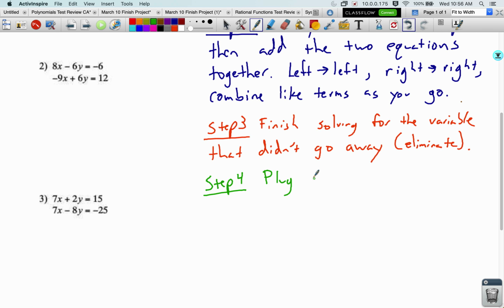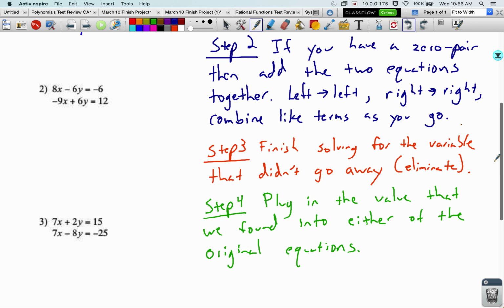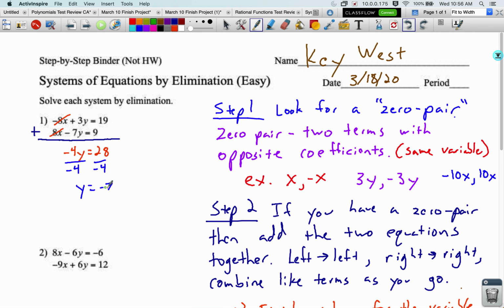Step 4, we want to plug in the value that we found into either, so it actually doesn't matter here, of the original equations. So I found that y is equal to -7, so I can plug that into either. I want to pick maybe the easier one to do. I see this has got a -7. That might be a little bit more challenging. So I'm just going to plug it into that top one, although they both look pretty similar.